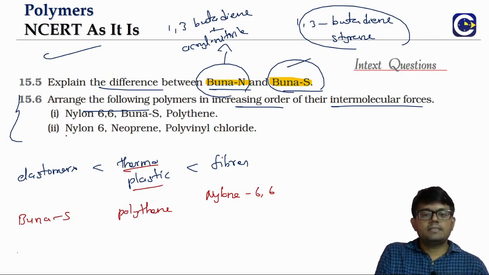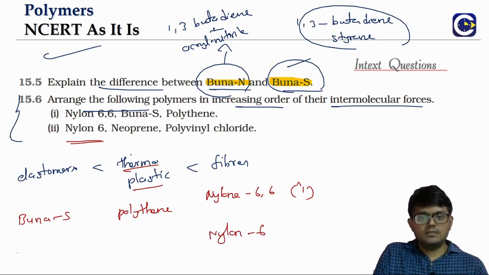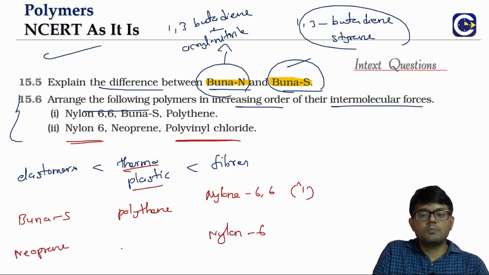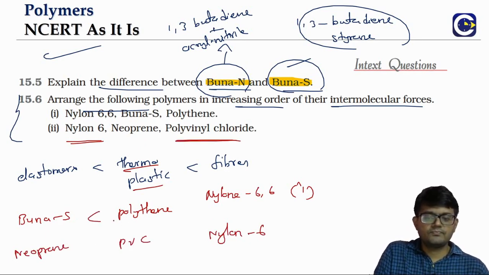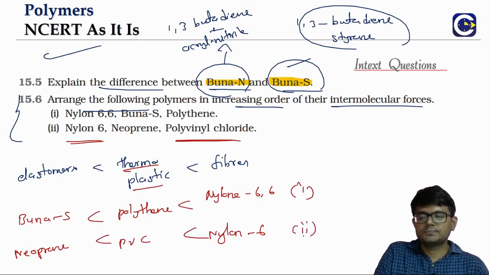Then next is what? Second one. This is the first one over. Second is what? Nylon 6, fiber. Neoprene, synthetic rubber. Polyvinyl chloride, that is a thermoplastic, PVC. This is the second question.